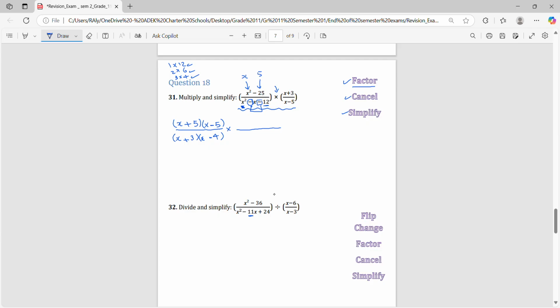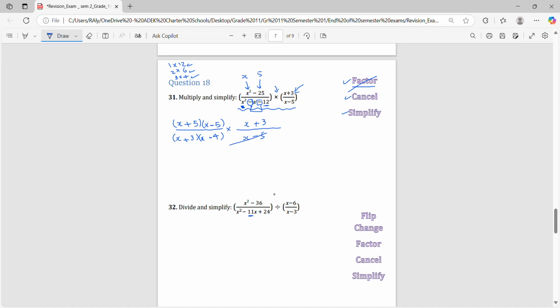Now there is no need to factorize this rational expression, because the numerator and the denominator are in the simplest form. Just write them without any change: x plus 3, x minus 5. The first step is done. We factorized all the expressions, and the ones that didn't need factorizing we wrote without any change. Now step number 2, which is cancel the common factors.